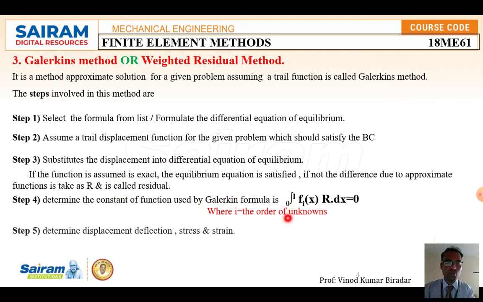This is the most important step. You have to calculate the Galerkin constants. This equation is called the Galerkin formula, which is also called the residual or weighted residual method. The formula is given by the integration from 0 to L of f_i(x) times R dx. So you have to calculate the f(x) value in the given problem and the residual, then substitute and integrate. Finally you get the stress, strain, or deflection according to the given problem, where i is the order of the unknown.